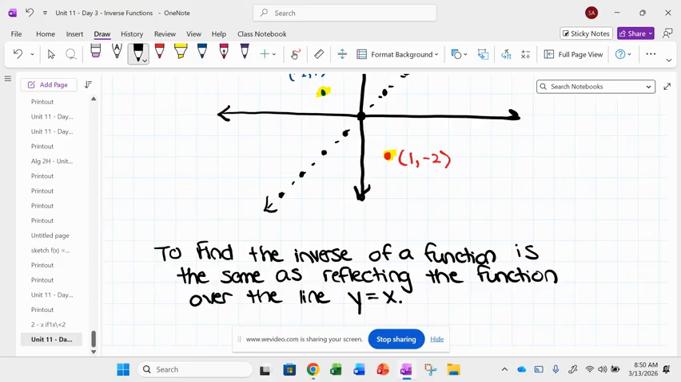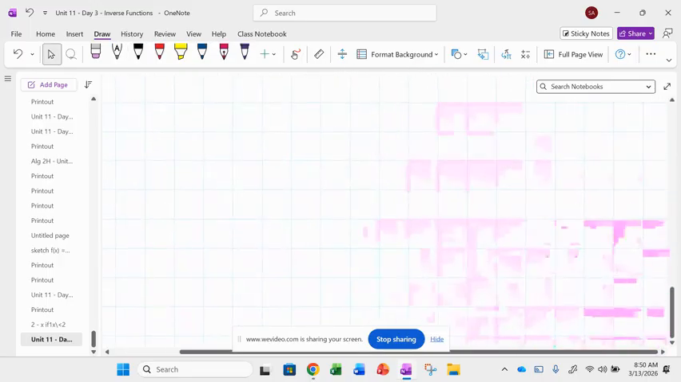Okay, so now visually we know what's happening when we have a function and we get the inverse. We know visually we're reflecting it over the line y equals x. We know if we're given a set of points to find the inverse, we can just switch the x coordinate and the y coordinate or switch the domain and range, right? All right, now let's figure out how do we find the inverse algebraically. So that's our next part.